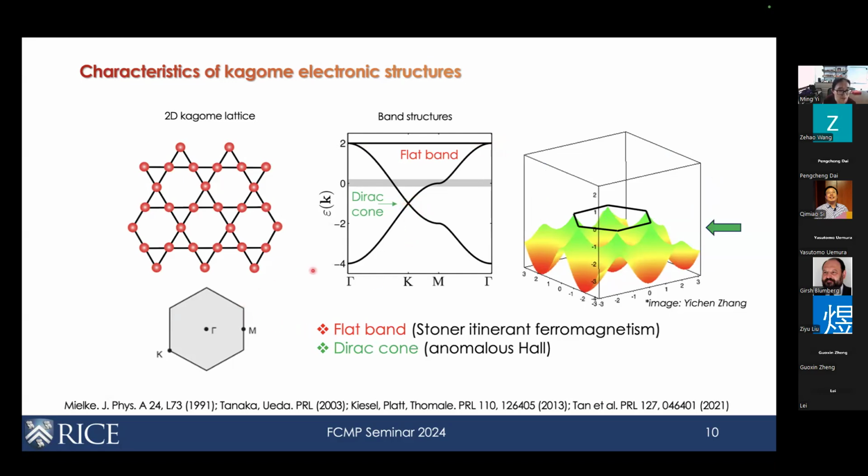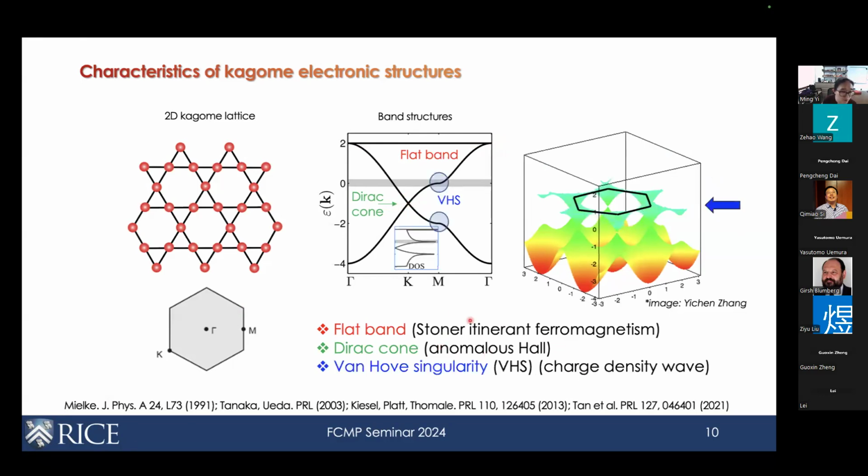And if you consider the effect of spin orbit coupling, this will gap this Dirac point. And then there will be finite Berry curvature, which will give you anomalous Hall. So if you tune your chemical potential to be in the gap, then you should expect to see also anomalous Hall.